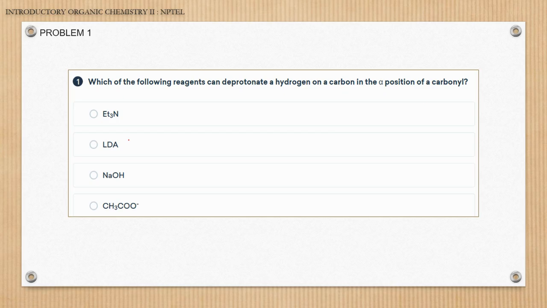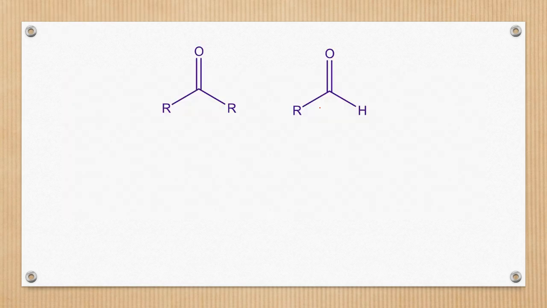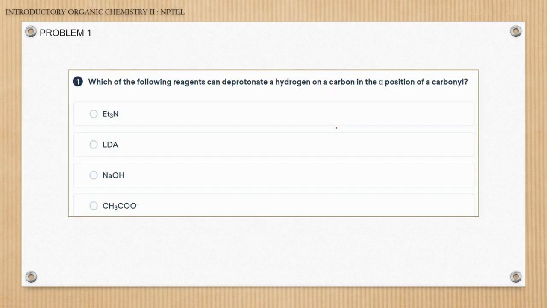So you have to figure out which of these four reagents can deprotonate the hydrogen present at the alpha position of the carbonyl carbon. That means these are the two carbonyl compounds, aldehyde and ketone. You have to figure out which reagent can abstract the proton from the alpha position. So the first option is triethylamine, second is lithium diisopropylamide, third is sodium hydroxide, and fourth is acetate ion.